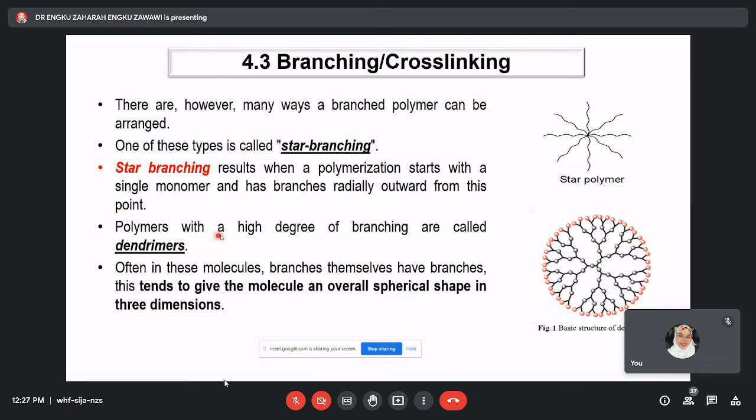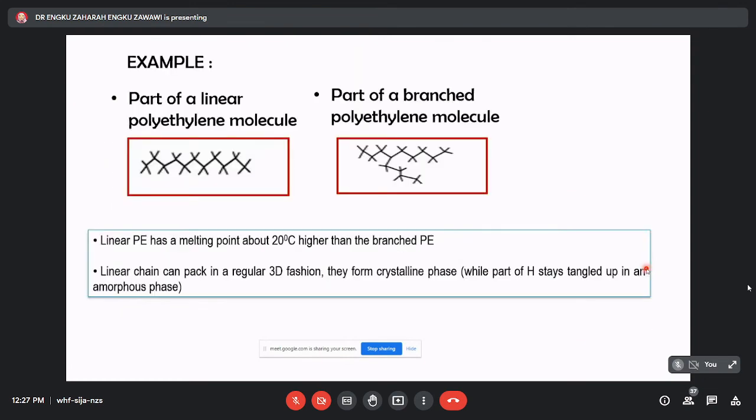So a polymer with a high degree of branching, if the degree of branching is very high, is called a dendrimer. Often in these molecules, the branches themselves have branches. The branches have more branches, and this tends to give the molecule an overall spherical shape in 3 dimensions. So it becomes a ball shape, spherical. Okay. Alright.